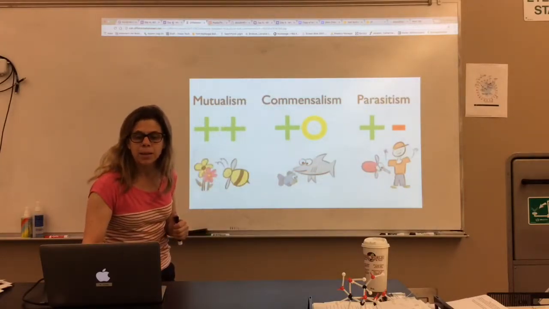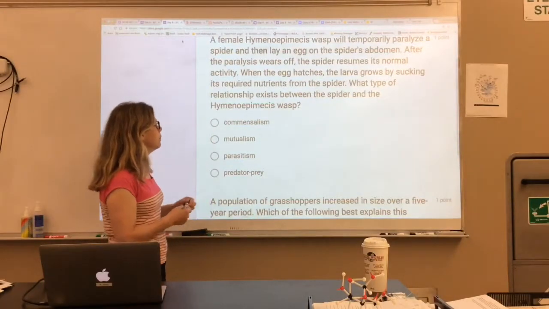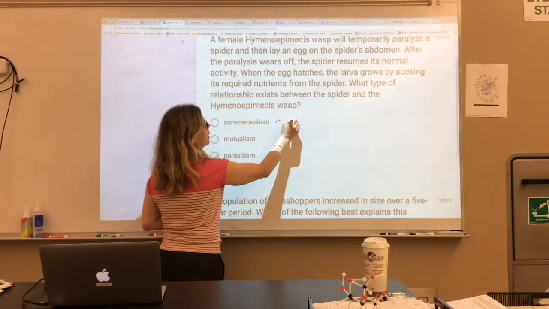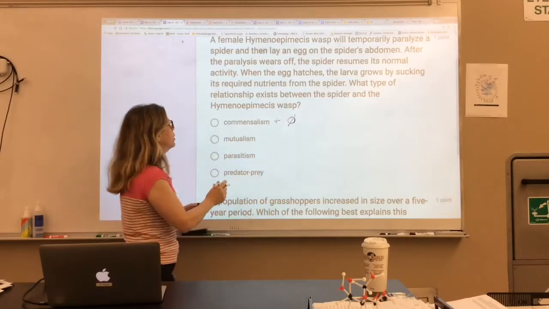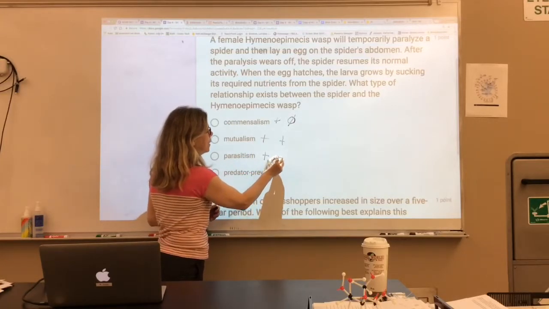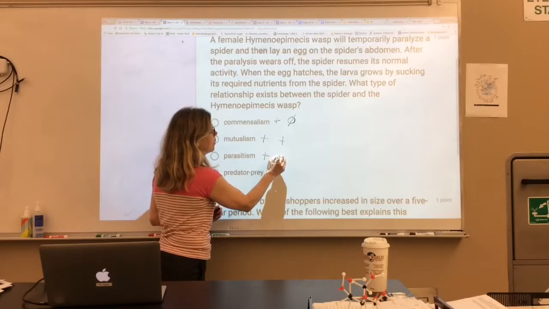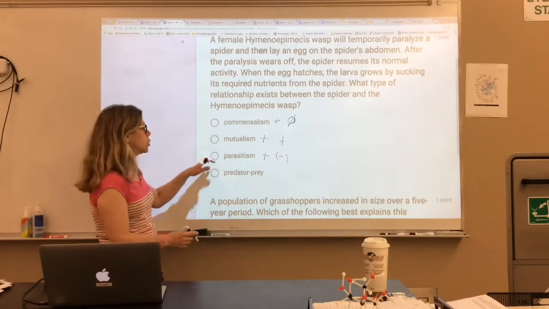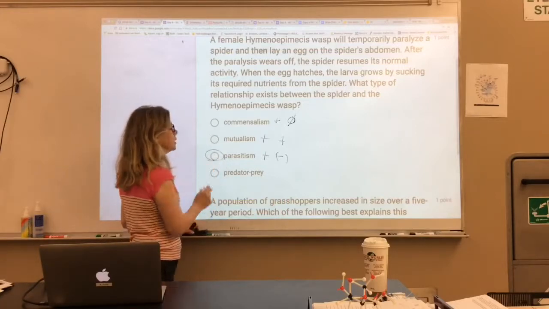Looking back to this question, commensalism, where we said it was a plus and a not affected, right? We'll put the null symbol. Mutualism, where they're both aided. Parasitism, where one is happy and gains and the other one is negatively affected. Or predator-prey. So it is a parasitism.